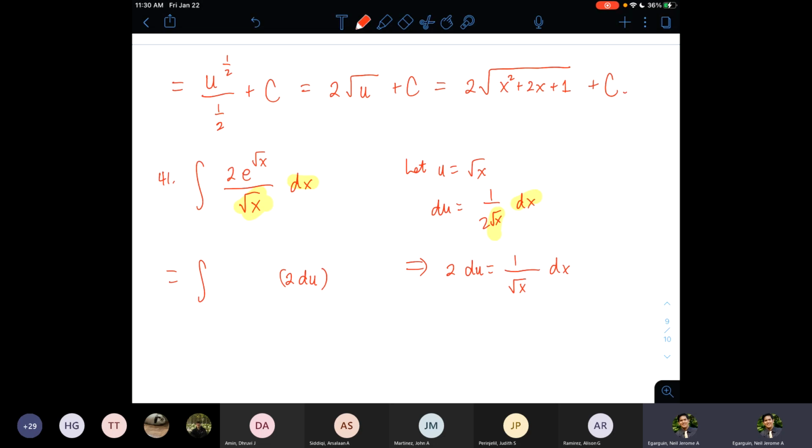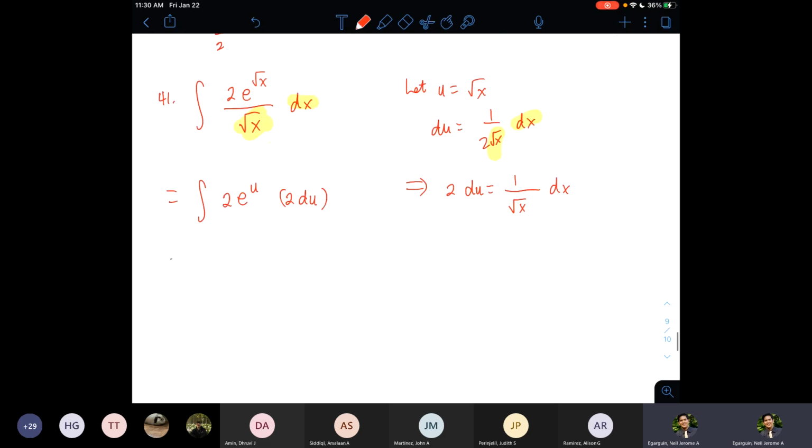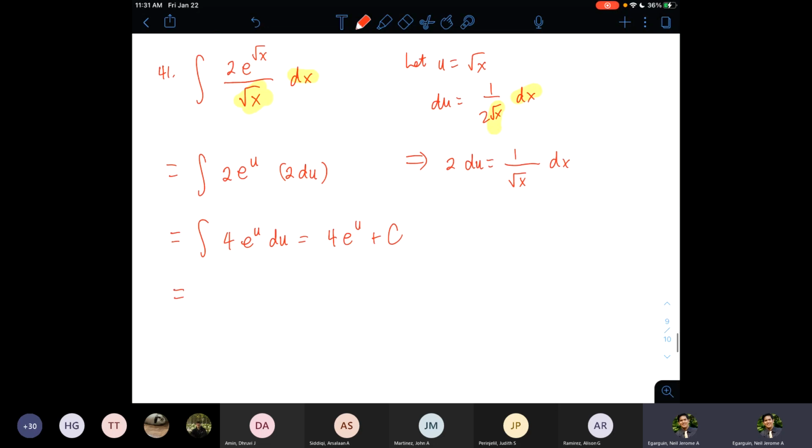And then let's see what happens to the remaining portion. The unhighlighted components of the integrand should be expressed in the variable u. 2 is a constant, so it remains there. e to the root x, but we said root x will be replaced by u, so it will just be this. And then simplify before integrating. This would be 4 e to the u du. And then it would be 4 e to the u plus the arbitrary constant c. And all we need to do is to revert to the original variable. This is 4 e to the root x plus c.